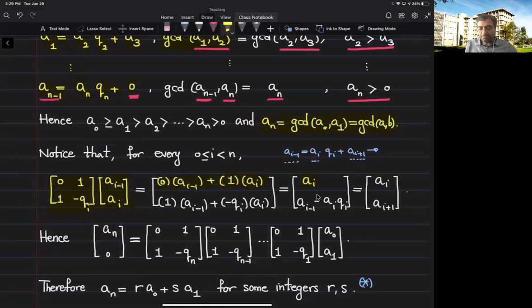Now let's look at the bottom, the second component. I get 1 times A sub I minus 1 plus negative Q sub I times A sub I. Now we see over here, A sub I minus 1 minus A sub I Q sub I is nothing but A sub I plus 1. So all of a sudden, when I multiply by this matrix, I'm just shifting this column vector by 1. I'm shifting the indices by 1.